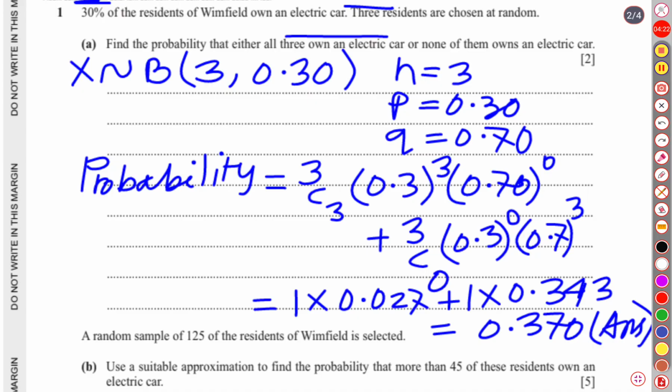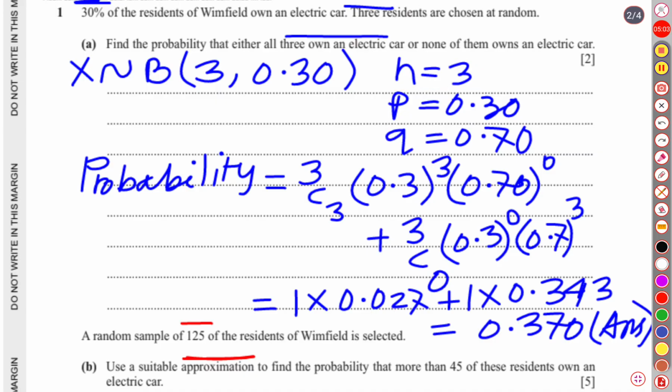Then the immediate next question says a random sample of 125 residents of Winfield is selected. Use a suitable approximation to find the probability that more than 45 of these residents own an electric car. Okay, the clue word of this question is approximation. Approximation discloses that the question is given in binomial distribution, which is to be converted to a normal distribution. Well, the parameters for the binomial distribution are nothing but n and p. We have already written here n as well as p.